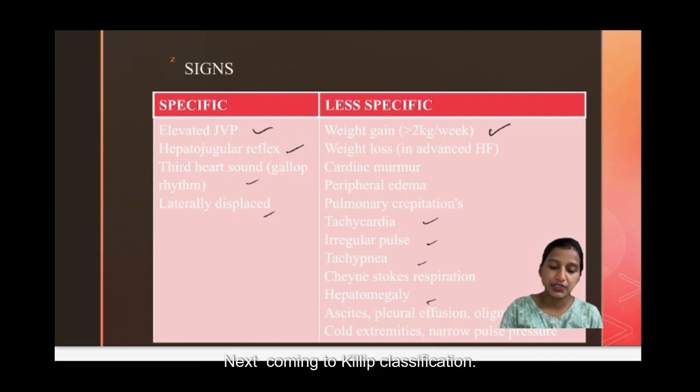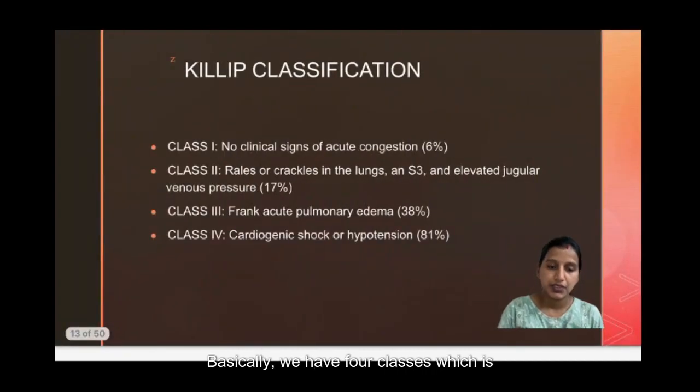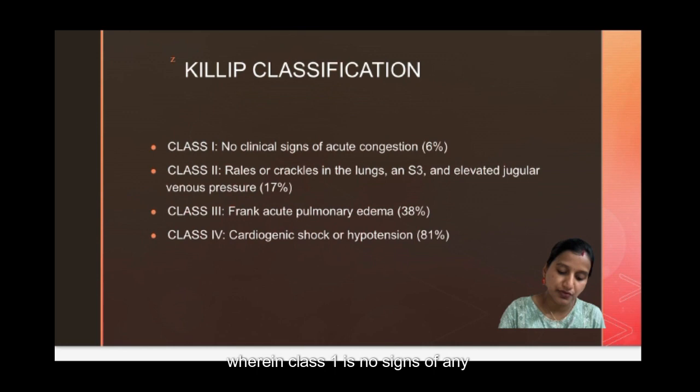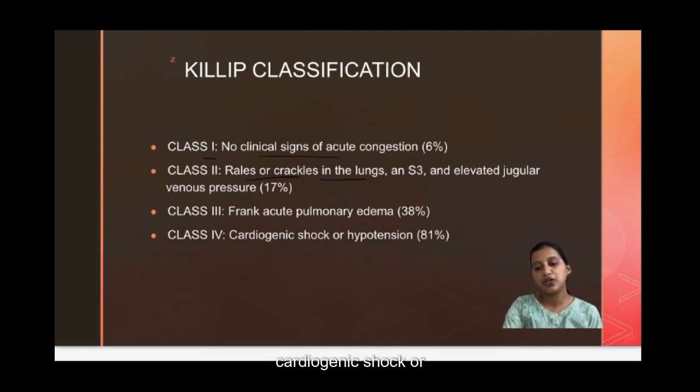Next, coming to Killip classification. Basically, we have four classes, wherein class 1 is no signs of any acute congestion. Class 2 is rales or crackles in the lung with an S3 beat and elevated JVP. Class 3 is frank pulmonary edema, and class 4 is cardiogenic shock or hypotension.